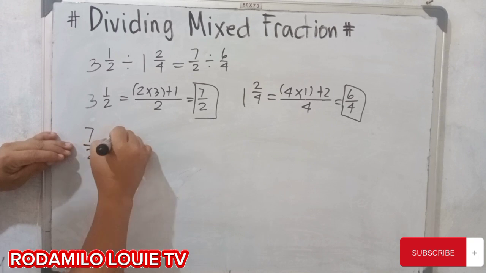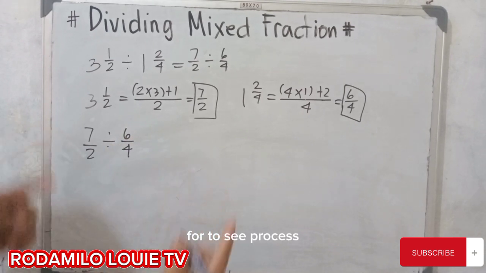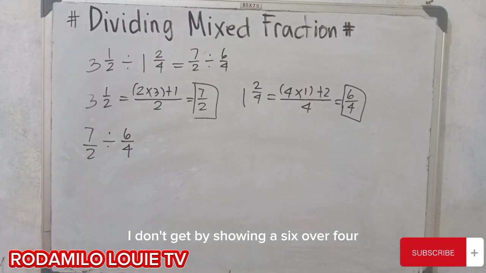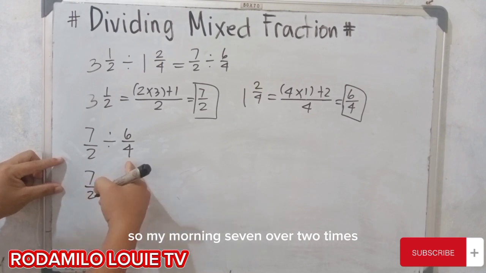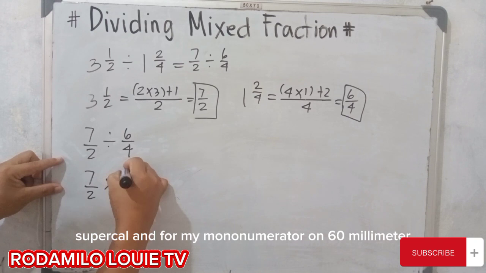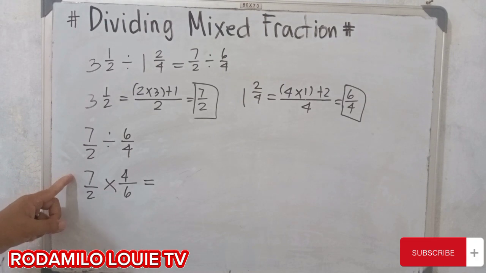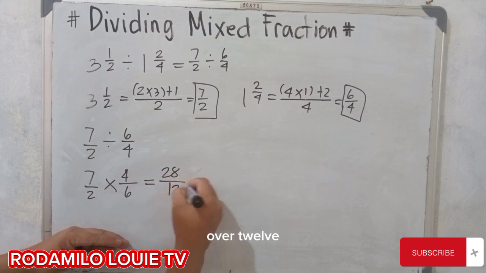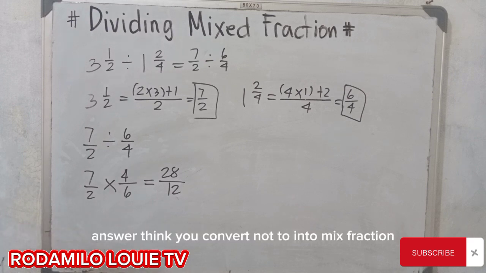7 over 2 divided by 6 over 4. Same process: we find the reciprocal of our divisor, 6 over 4. So it becomes 7 over 2 times the reciprocal: the 4 becomes the numerator, the 6 the denominator. So let's proceed. 7 times 4 is 28 over 12. Since it is improper, we simplify our answer by converting it into a mixed fraction.